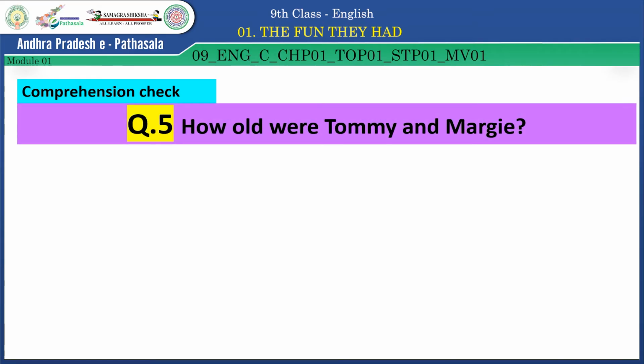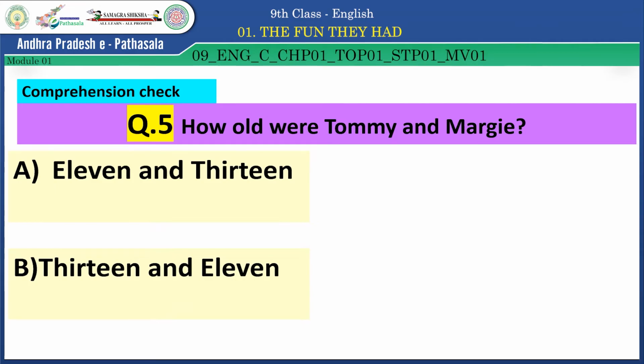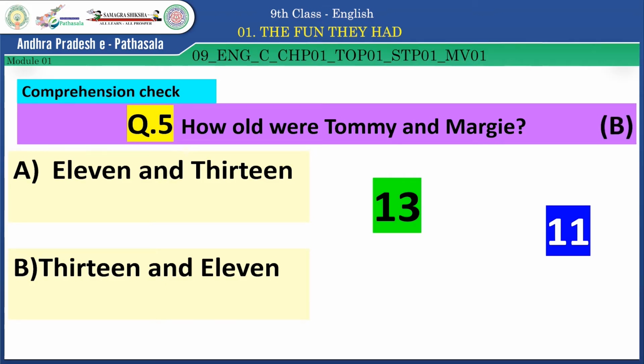How old were Tommy and Maggie? 11 and 13, or 13 and 11? Both look the same. Focus on the question. Yes, the answer is B. Because whose age is asked first? Yes, it's Tommy. So our answer should be 13 and 11. Good job. Let's continue with the reading.